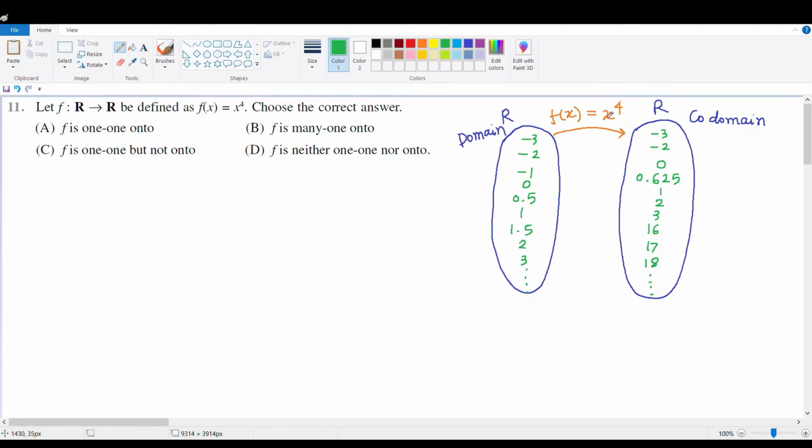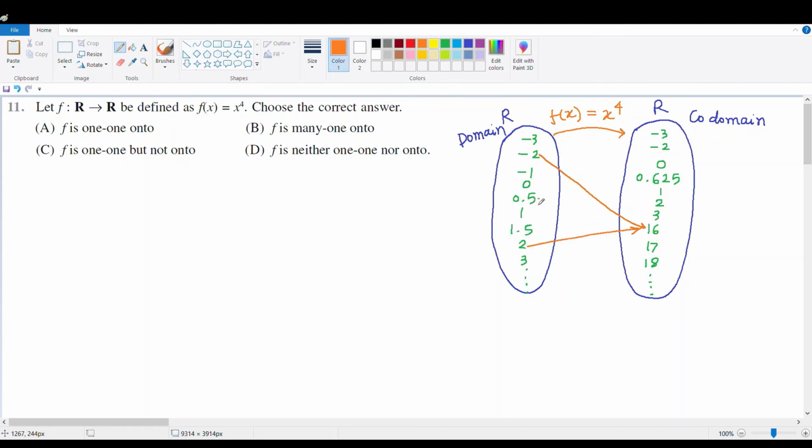Now the function definition is what? Fourth power, right? It is the 4th power of that element in the domain. Okay, I don't have negative 3, but I'm going to connect from negative 2. So negative 2 is going to get connected to 16. Why? Because negative 2 to the power of 4 is going to become 16. 2 to the power of 4 is also going to be 16. Why? Because it is an even power.